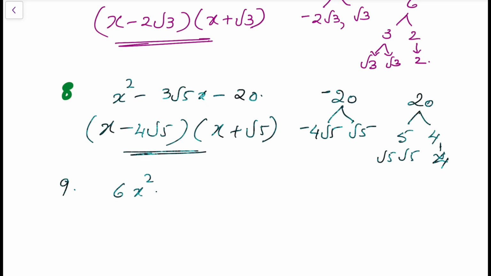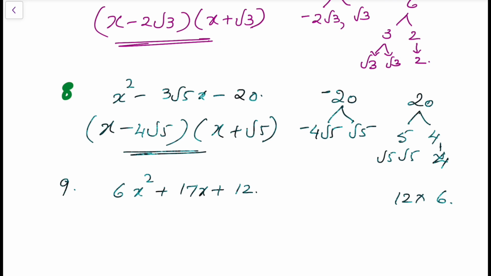The next one, 6x squared plus 17x plus 12. So, now there is a difference between the previous sums and this sum. In all the previous sums that we did, the coefficient of x squared was 1. So, you straight away took the constant and found the factors. Now, you have 6 as the coefficient. So, when you have coefficients other than 1, you have to multiply 12 into 6. And now you have to find the factors of this and then continue.